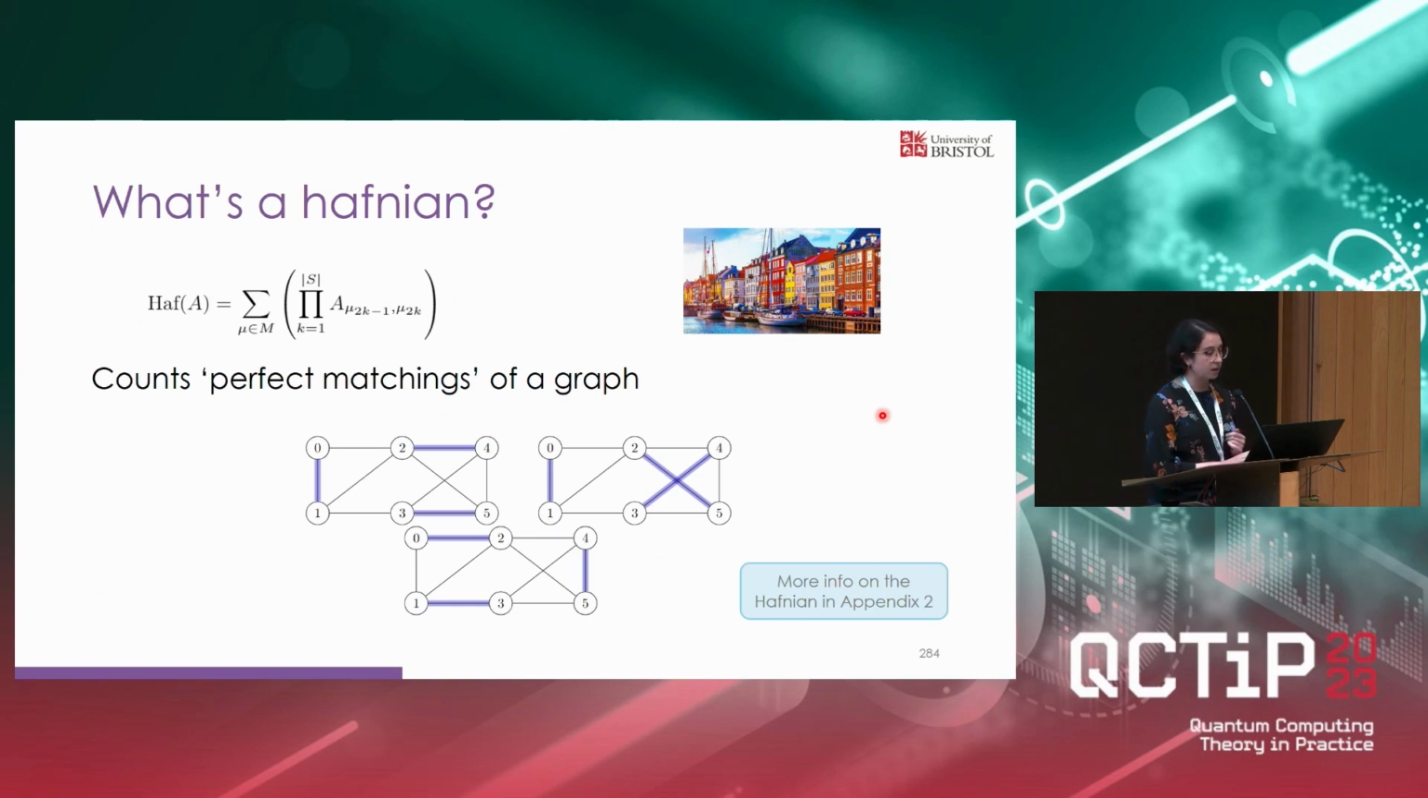So the hafnian, this is what it looks like on a matrix, but if you imagine your matrix is representing a graph, which I'll talk a bit more about later on, then what our hafnian does is it pairs together vertices. So what it does is it counts all of the different ways that you can pair vertices that are connected by an edge, so that each vertex is part of one pair. Another way of thinking about this is how many different subsets of your edges are there, so that each vertex is connected to exactly one edge.